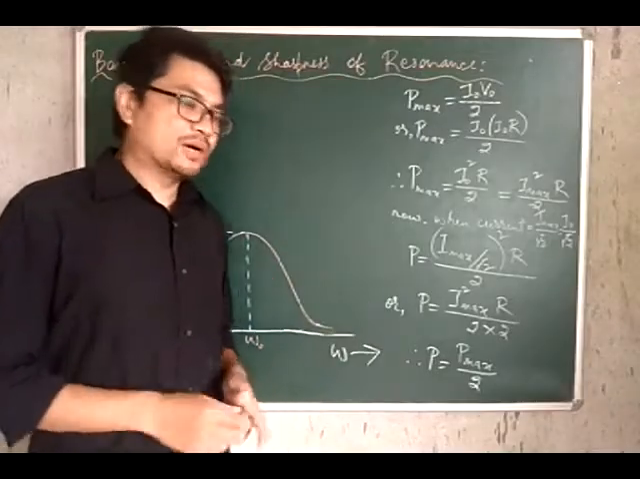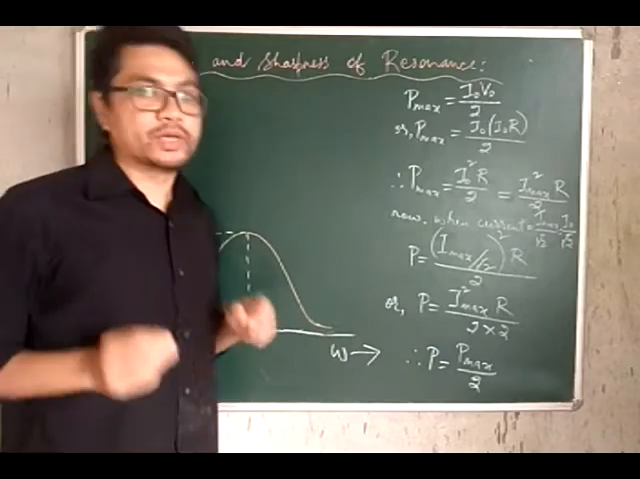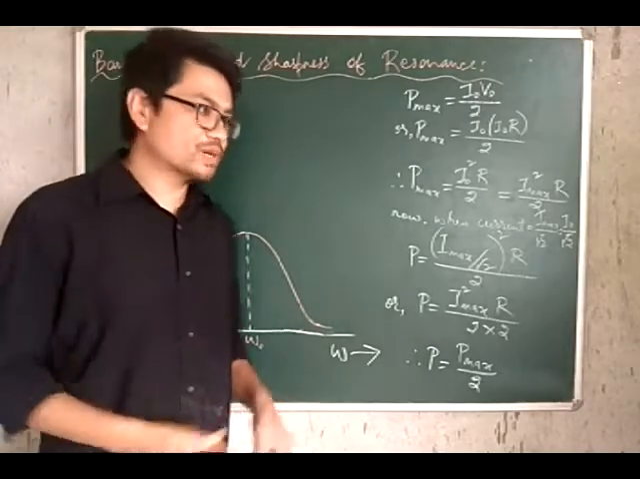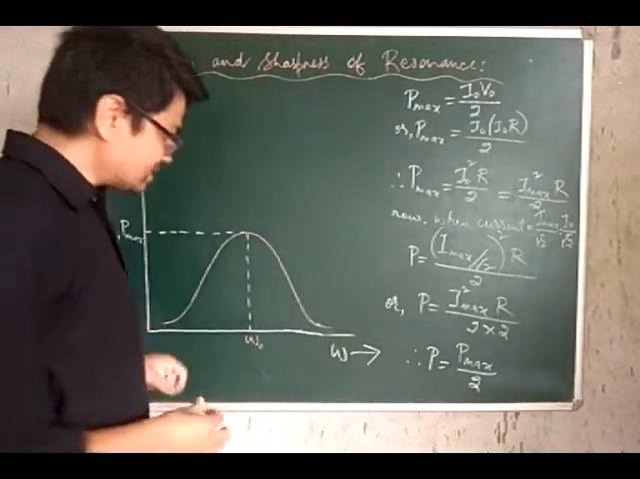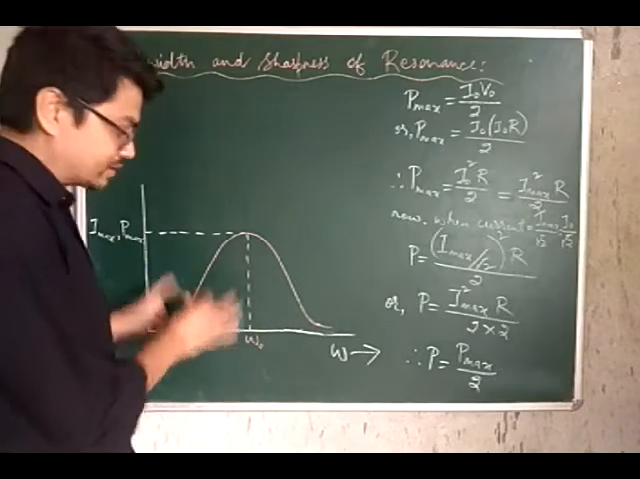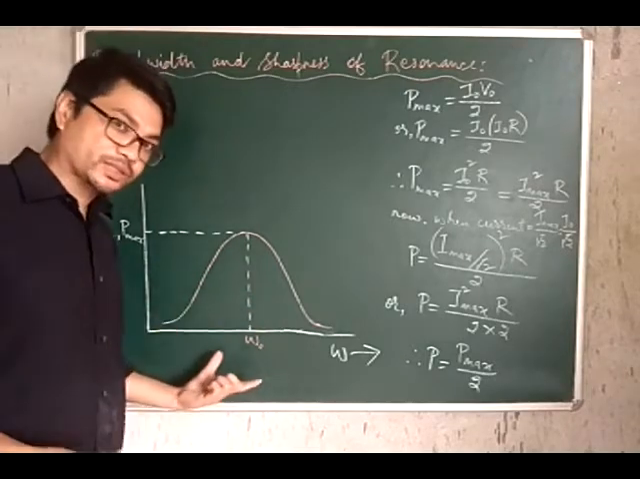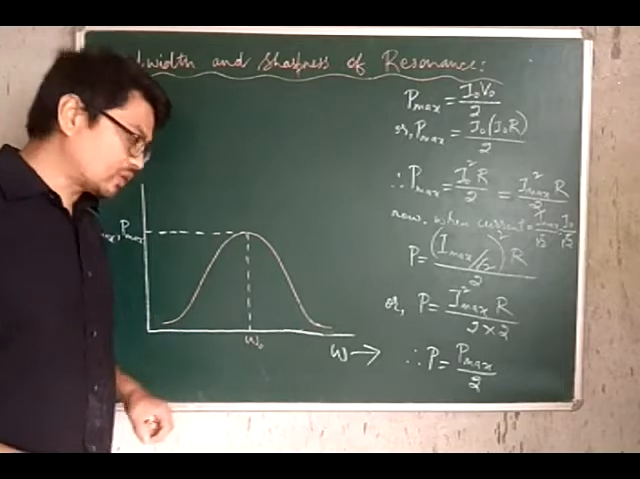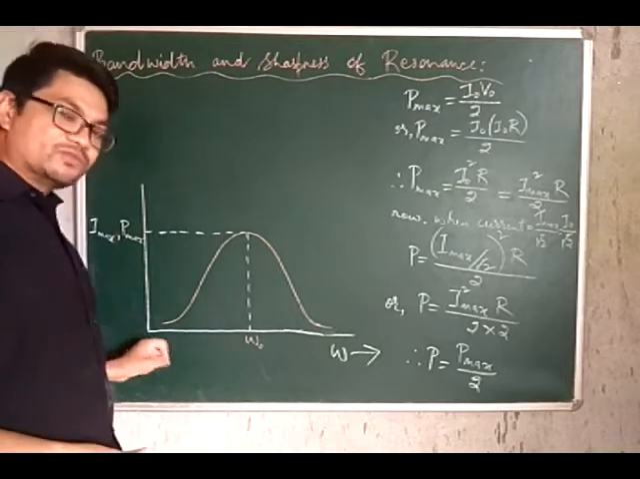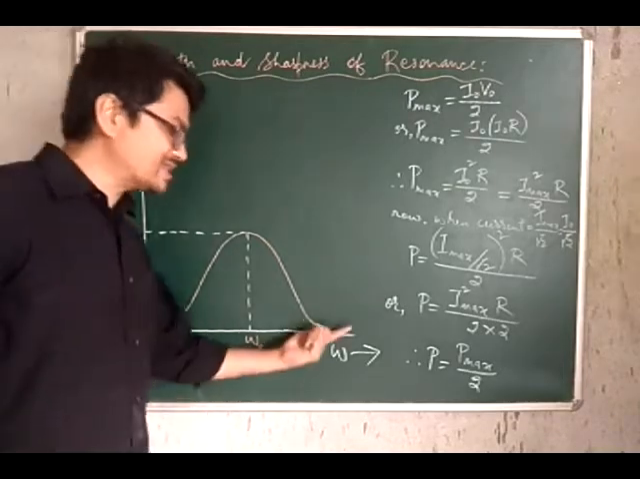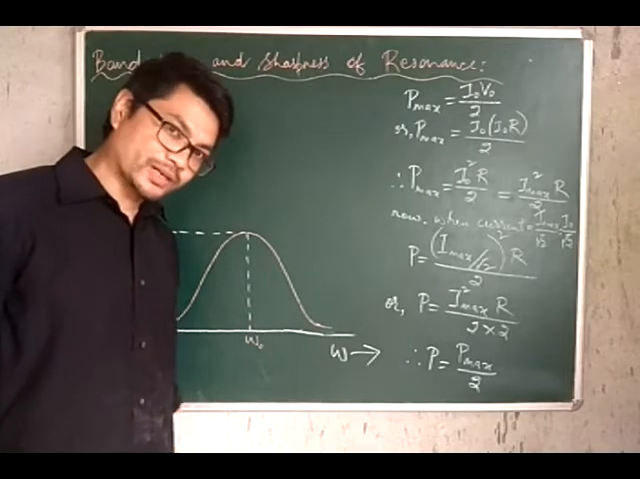Let us now talk about bandwidth and sharpness of resonance. But before we actually jump into this topic, let's try to understand this graph, or this plot, that I've drawn here. This plot is the graph of power delivered by an LCR circuit versus the angular frequency omega.